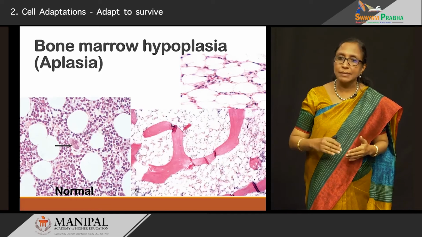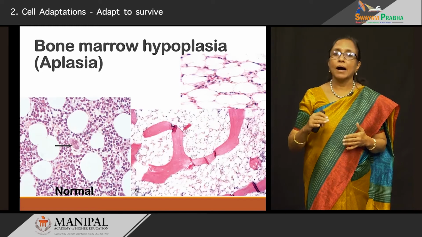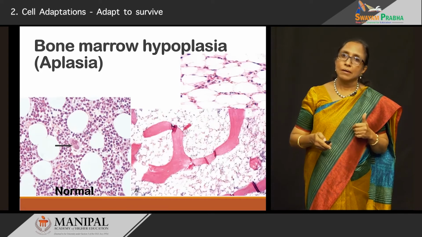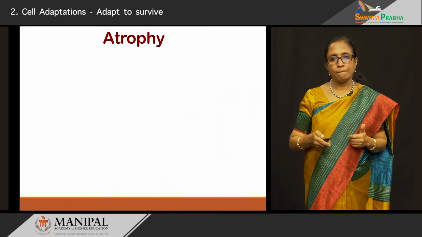Hypo means decrease, plasia is the number of cells. The number of hematopoietic cells is reduced in the marrow. We use this also as the term of hypoplasia.